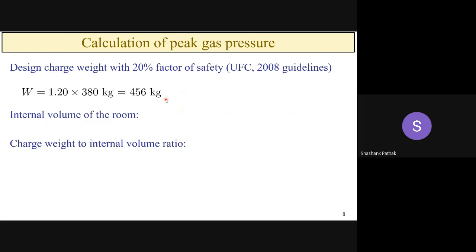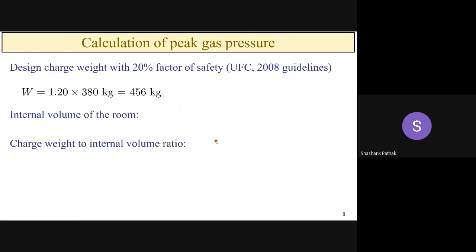After that, we need to know the internal volume of the room, and we need to know how much charge weight is present in that particular internal volume. So basically the weight to volume ratio. These two factors are very important when we are deciding the peak gas pressure, because if there is a very large volume, certainly the average pressure will be smaller. And if the charge weight is very high, certainly the internal pressure will also be high. So that's why we need to know the internal volume of the room and the charge weight to internal volume ratio. This will give you an idea of the average peak gas pressure caused by that particular internal explosion.